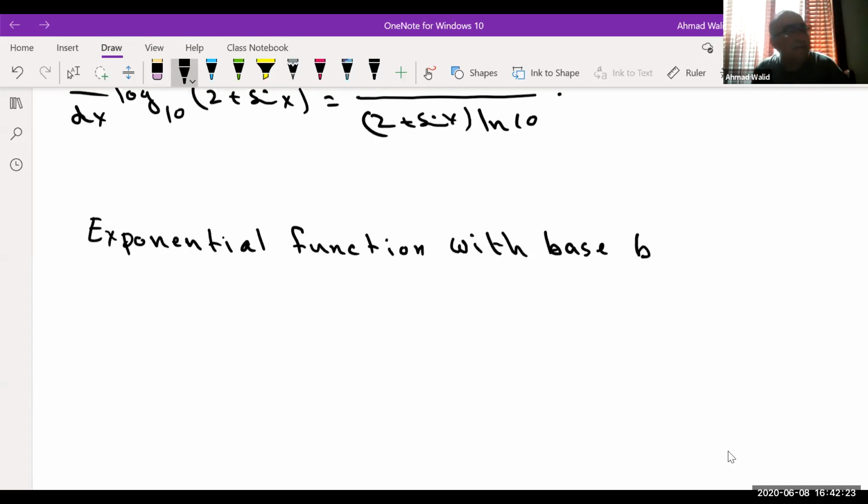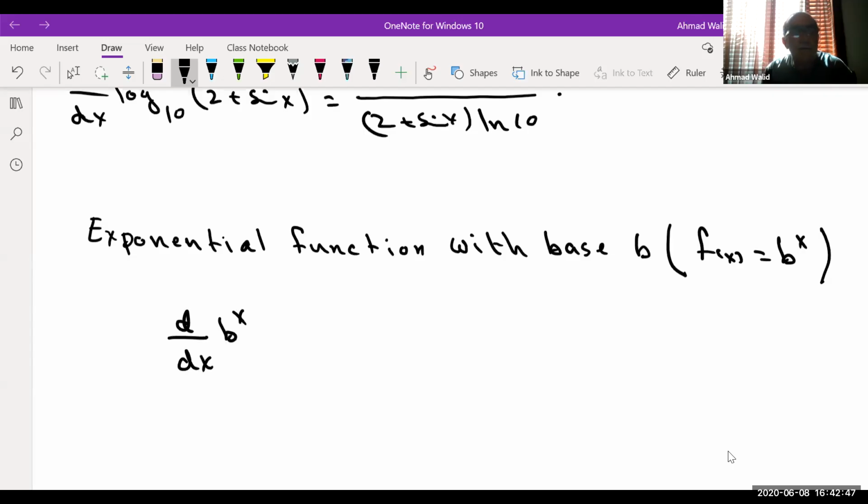What is the derivative of an exponential function? For example, if you have f of x equals b to the power of x, what is the derivative of b to the power of x? The formula says the derivative d over dx of b to the power of x equals b to the power of x ln b. That's your formula.